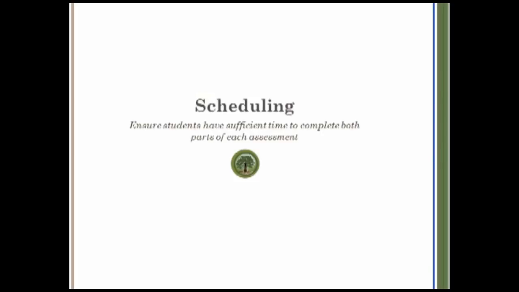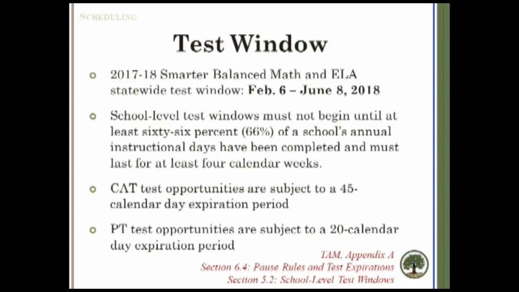Adequate scheduling ensures that students have sufficient time and resources needed to complete the assessments. The 2017-18 Smarter Balanced statewide test window runs from February 6th through June 8th, 2018. School-level test windows must not begin until at least 66% of a school's annual instruction days have been completed and must last for at least 4 calendar weeks. For more information about school-level test windows and expiration periods, please refer to Module 1, Test Coordinators, and to Section 5.2 of the Test Administration Manual.